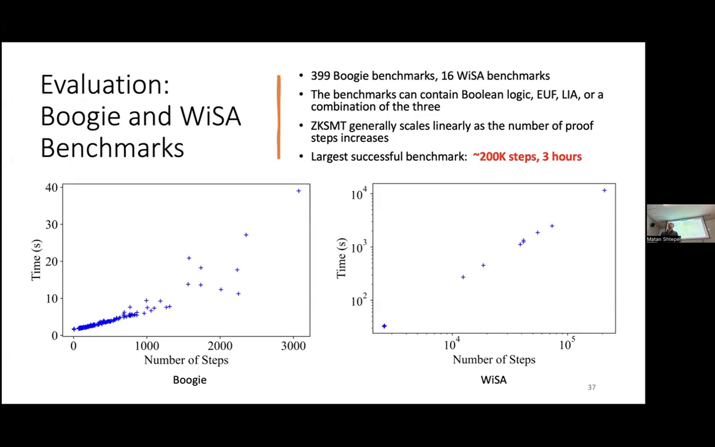Now let's talk about our evaluation for ZKSMT. For the main part of our evaluation, we use ZKSMT to validate proofs of theorems from the Boogie verification toolchain and also some performance-intensive benchmarks from an older tool known as the Wisconsin Safety Analyzer. What we found in our running time results is that ZKSMT generally scales linearly as the number of proof steps increases in these SMT proofs. The slowest Boogie benchmark takes about 40 seconds, but most of them are quicker and take 10 seconds or less.